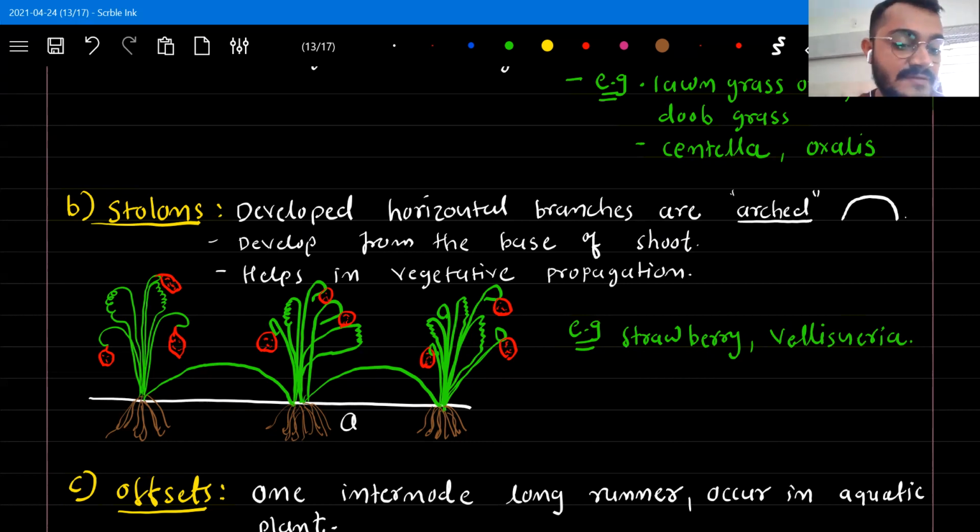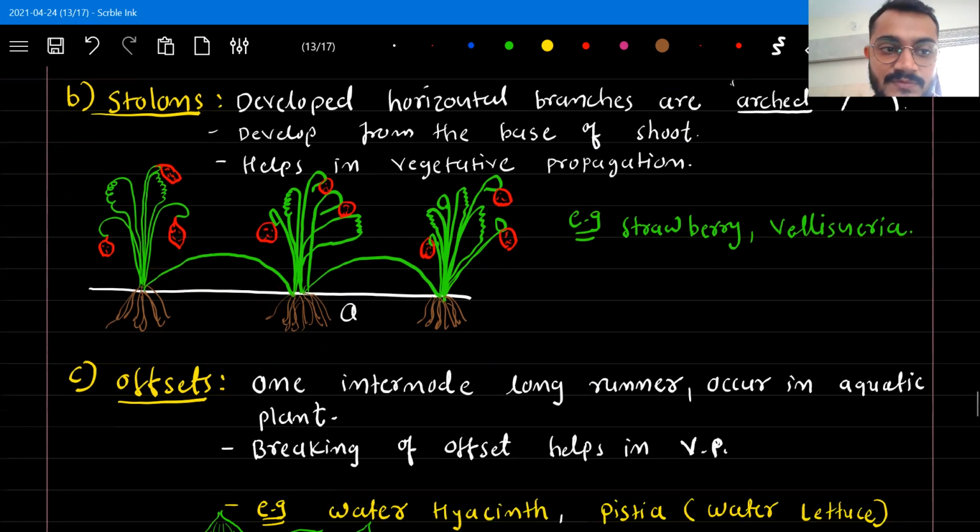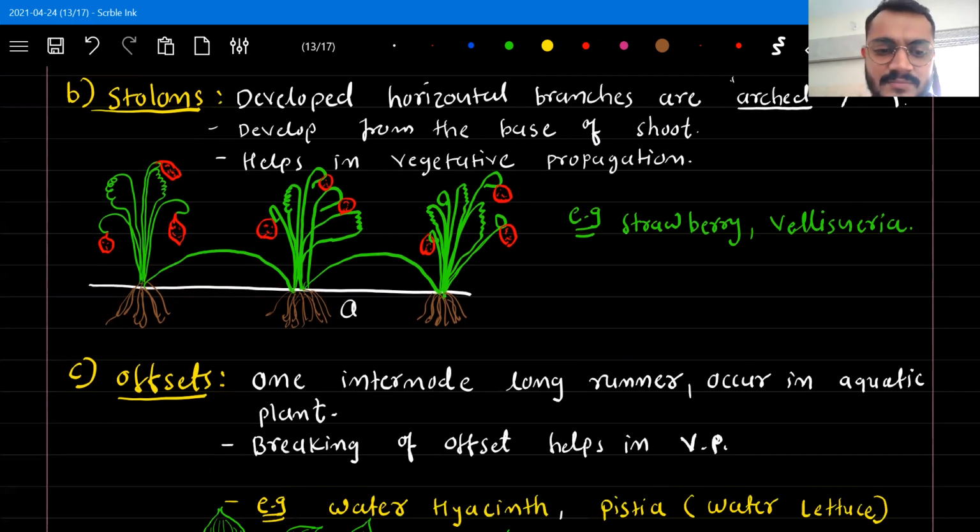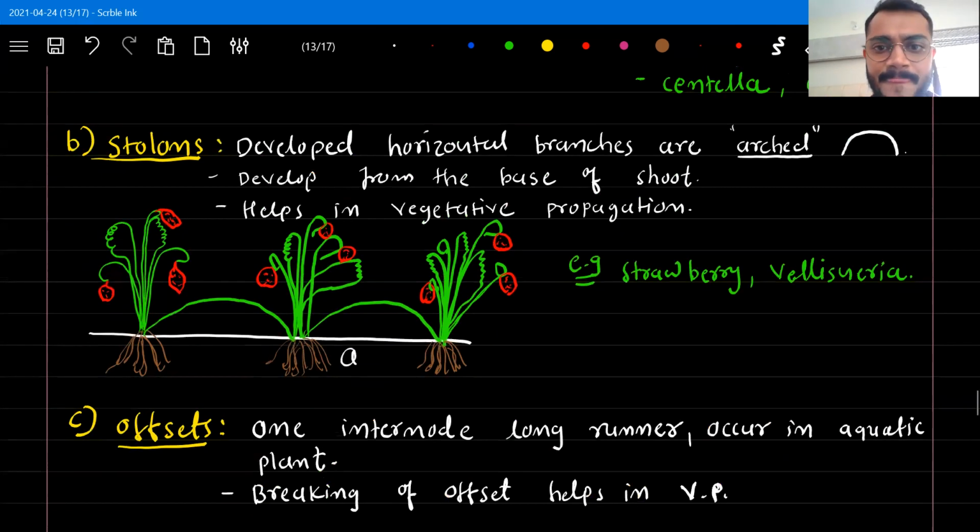Now this does not only happen through the right side of the plant. This can happen in any direction, on left or in front or in back, because the plant is round, so that happens in any direction. It is not that the plant will develop this only in the right side or the left side. So this is stolon, already seen on the board.